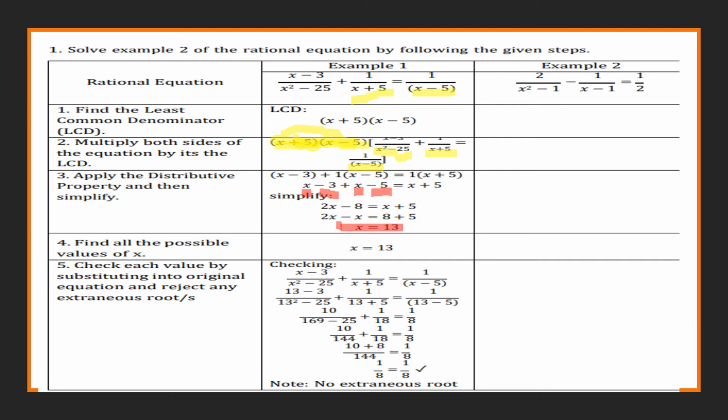Find all the possible values of x. So that means the possible value of x is x equals 13. So checking that 13, isa-substitute niya siya dun sa given rational equation. So kapag nag-equal yung both sides, that means there's no extraneous root. Okay.